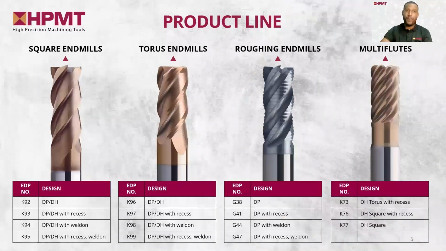As you can see, we have four main tool types: the square end mills, the torus end mill, the multi-flute, and we also have the roughing end mill, which we will not cover in this session. We will only be covering the three main series, which are the square, torus, and multi-flute. For all the tool types, we have them in standard, recess, welded, and also recess plus welded, except on the multi-flute, which is only available in standard and with recess.